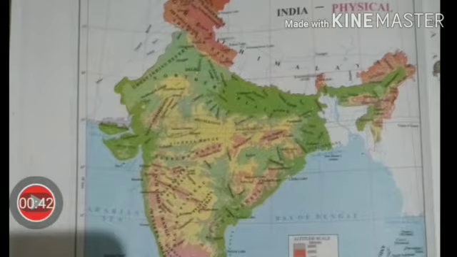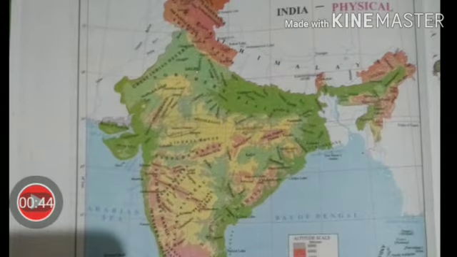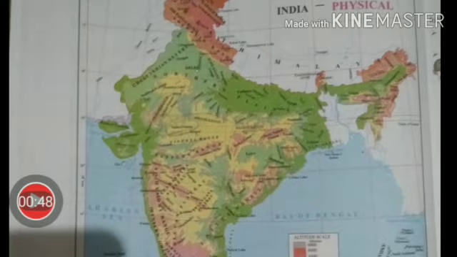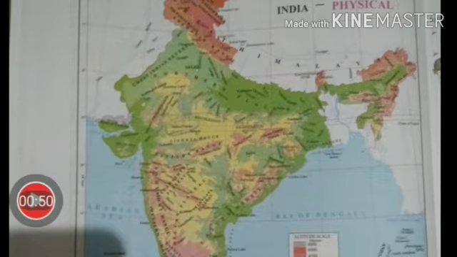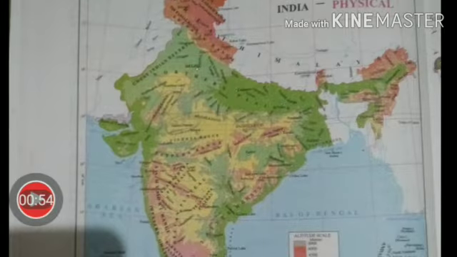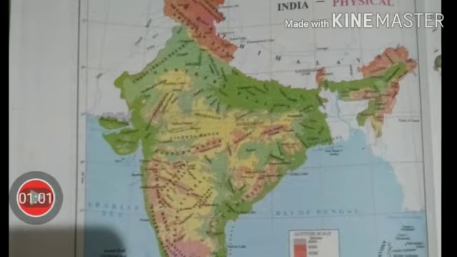Second, look for the south flowing river in the peninsular region. In which river basin does it lie? Pranhita is the south flowing river in the peninsular region. It lies in the Godavari river basin.